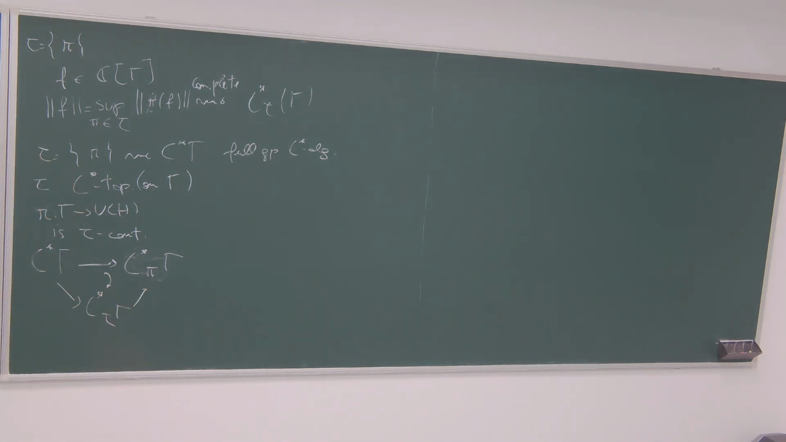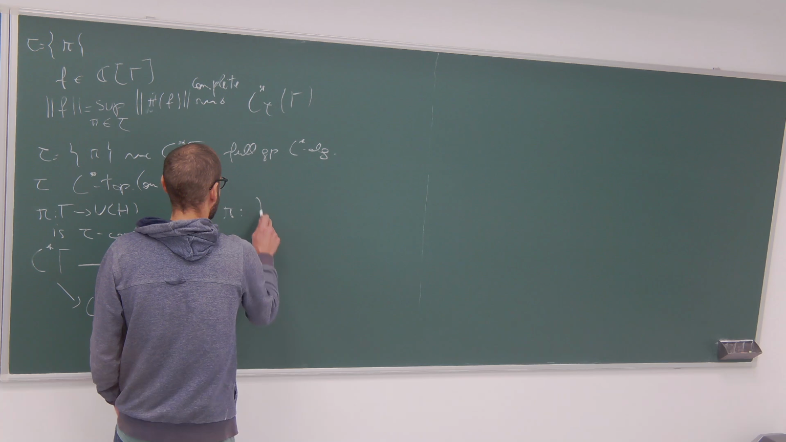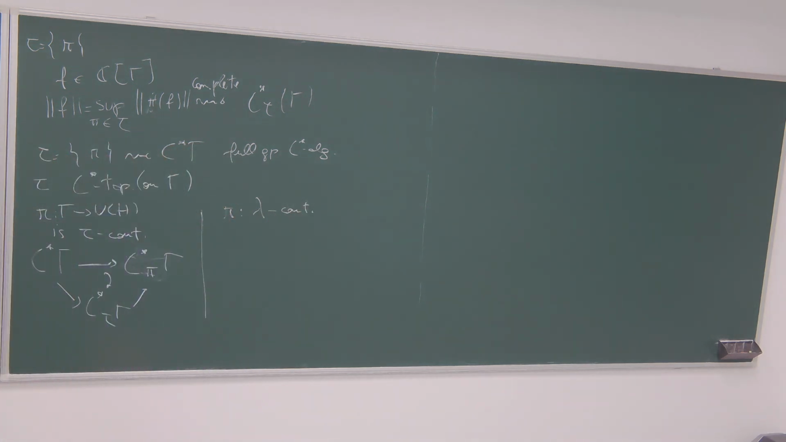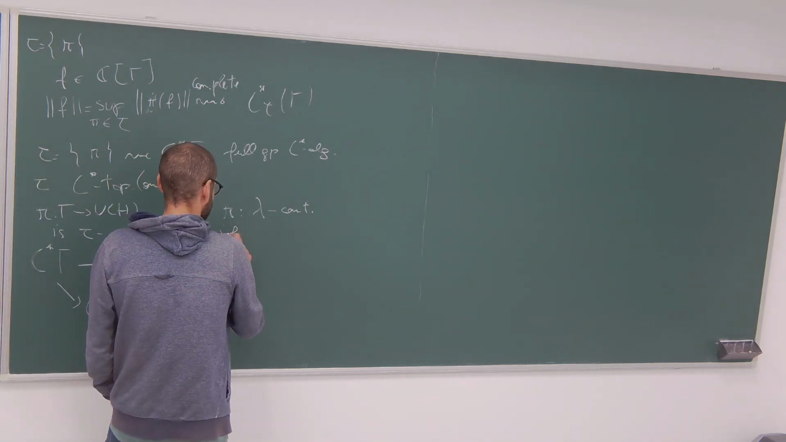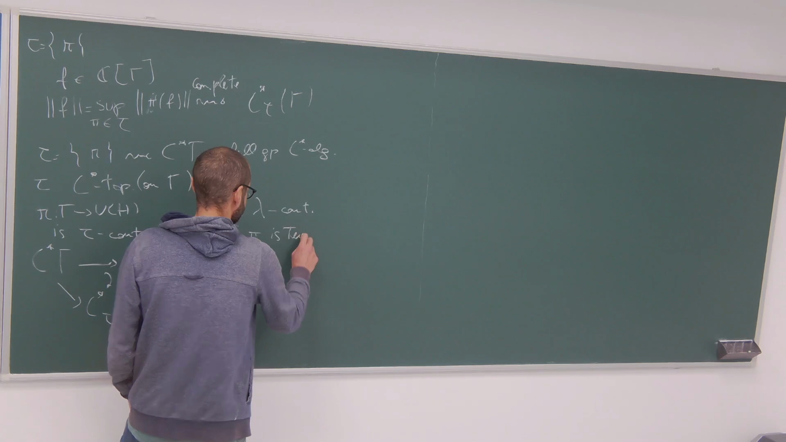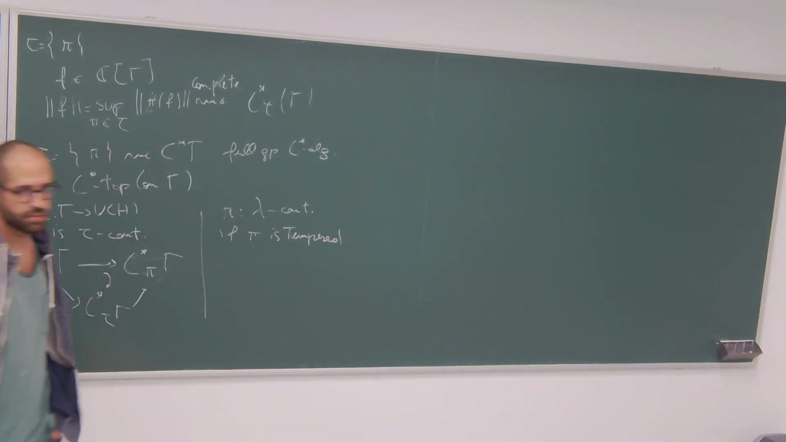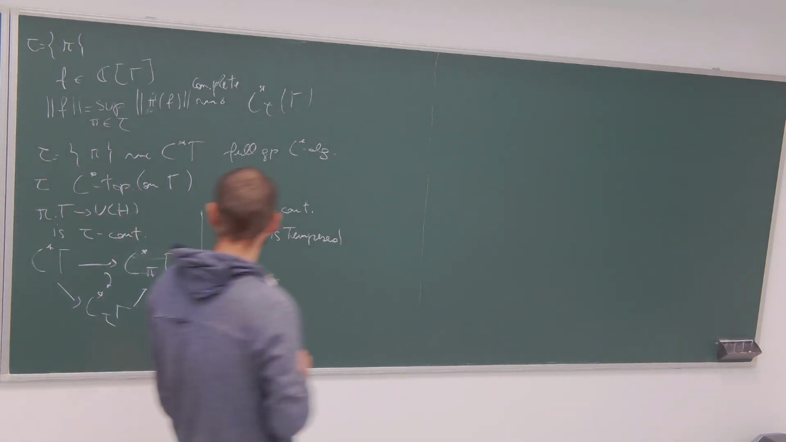In particular, in the language of Harish-Chandra, pi is lambda-continuous, where lambda, I recall, is the left regular representation. In this case it's called tempered. So it's an element of the tempered dual. So this is just some notation.